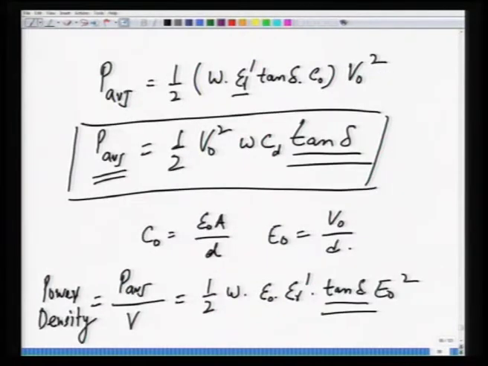The higher it is, the higher would be the average power dissipated, and you can see that this is equivalent to writing half V naught square omega C_D, where C_D is the capacitor dielectric, multiplied by tan delta. So, the higher omega is, the higher P average is, and the higher tan delta is, the higher the losses. So, basically it scales with tan delta. So, the higher the loss factor is, the higher the power dissipation would be.